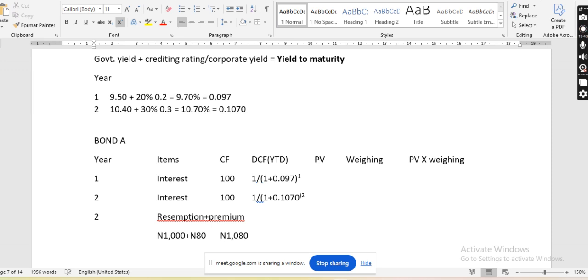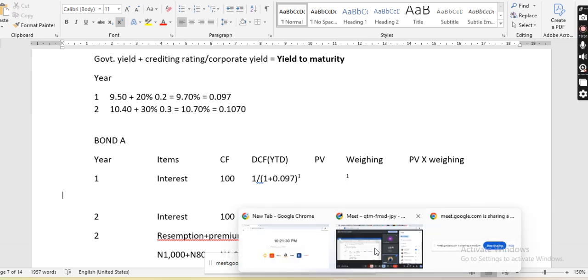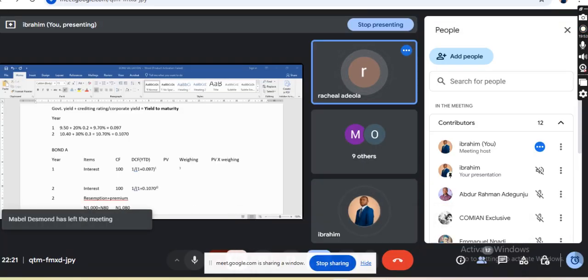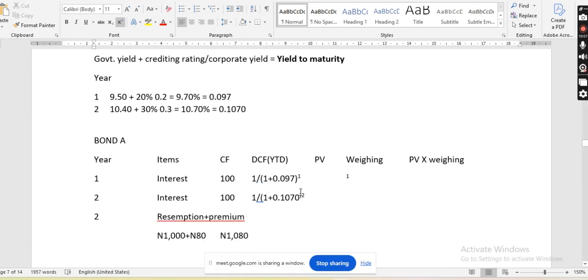So this will be the weighting, this will be 1. PV for year 1, okay, I'm coming. Just hold on, sorry. Let me correct all these things. This is 1. This is also, this is 2. Okay, what is the PV? Quickly.